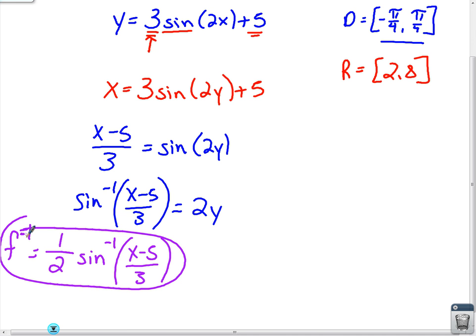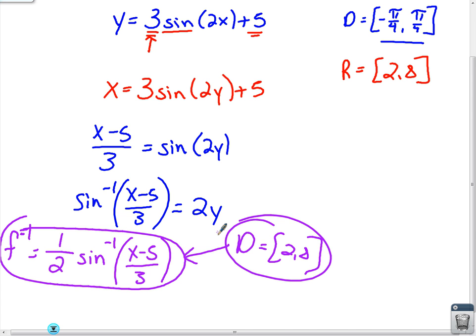But now we're looking for the domain of that. If our original domain was restricted from negative pi over 4 to pi over 4, then how are we going to find the domain of this? Again, guys, think about what we just did. We switched our x and y. We just switched our domain and range. So the domain of this, anybody want to take a stab at what it's going to be? Yeah, 2 to 8. The range of the original is now the domain of your new function because we switched our x's and y's.